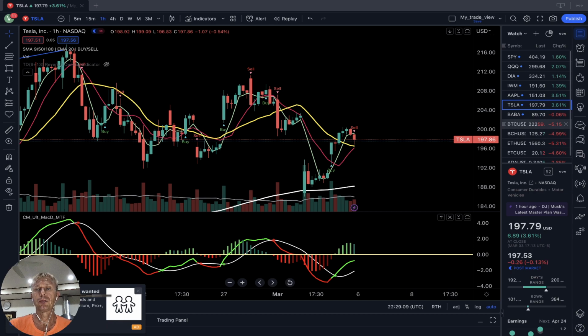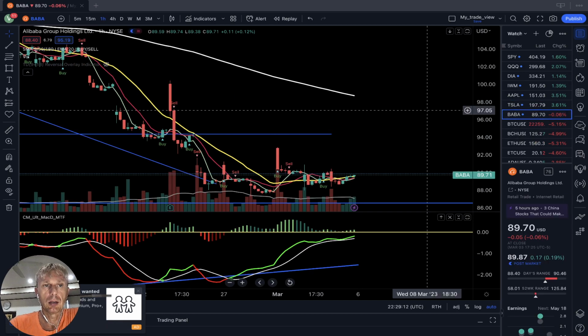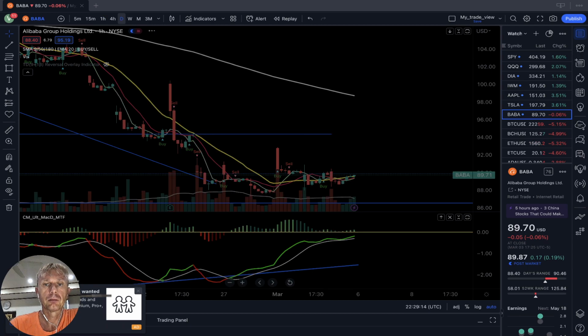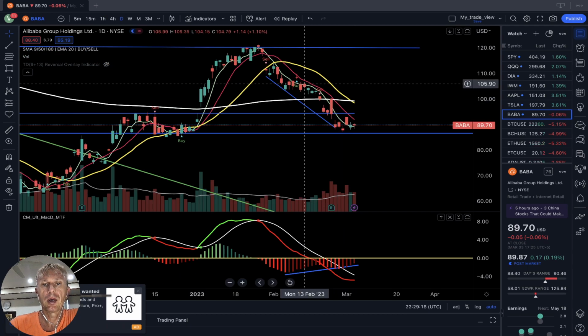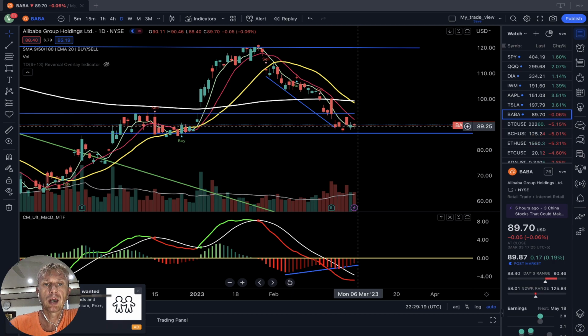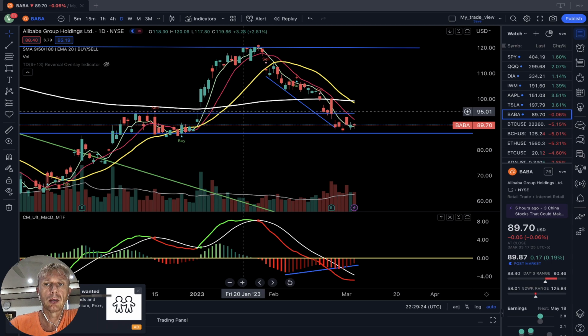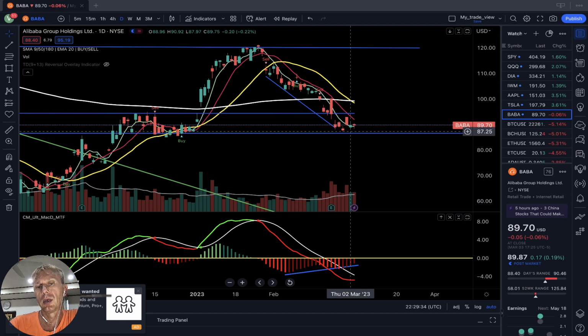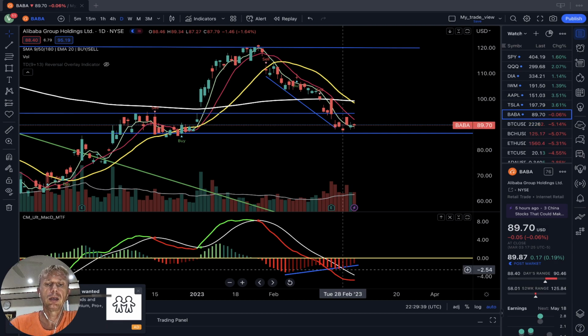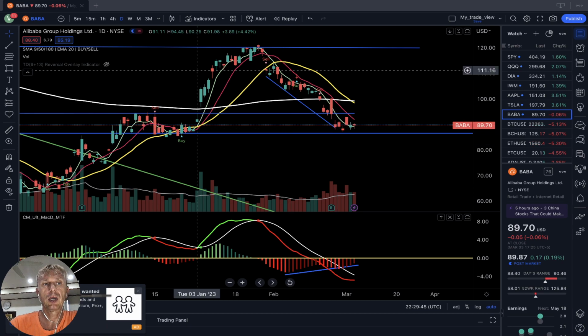Let's move to BABA. BABA daily time frame. Still bearish. MA5 below all moving averages, still bearish. It's kind of dancing around this support level. Remember I told you, between 85 and 95, it's a lot of resistance and it's dancing in this time frame. MACD is still red, still bearish on moving averages on daily time frame.